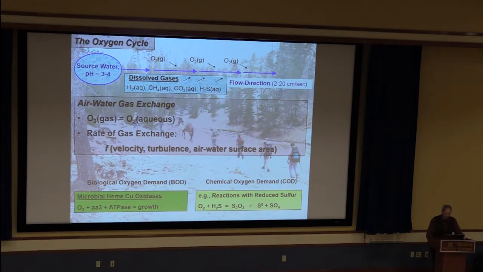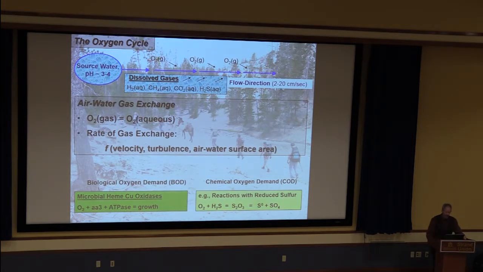And of course, this air-water gas exchange is one example of the reaction we're interested in. How simple it is: O2 gas equilibrating with O2 aqueous. That's an extremely simple reaction. It's very complicated when it plays out in nature or in a lab because it's dependent on things like velocity, turbulence, and air-water surface area. All of those factors become really critical in establishing how much oxygen is getting into the system and what types of thermophiles are going to be there.